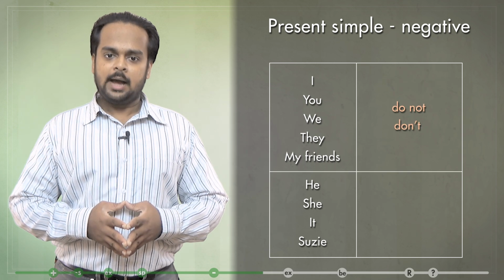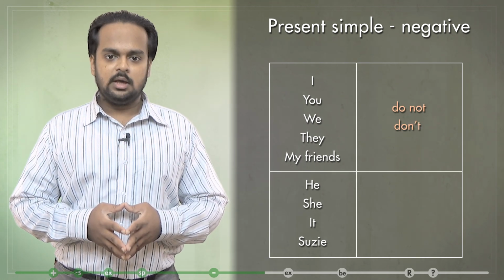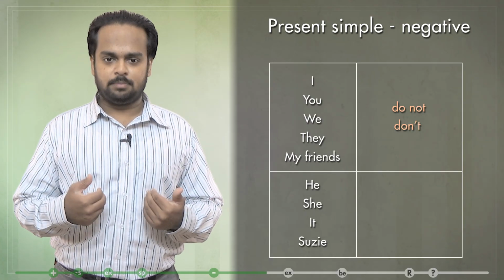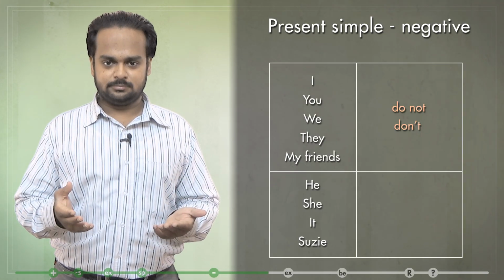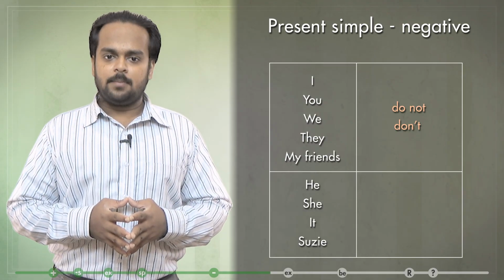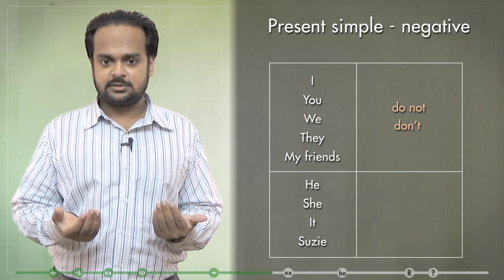Alright, the subjects I, you, we, they, and all plurals are straightforward. You just put do not or don't in front of the verb. I don't play chess, you don't play chess, my friends don't play chess, etc. But for he, she, it, or any singular noun, remember you must add s to the verb. But where do you add the s?